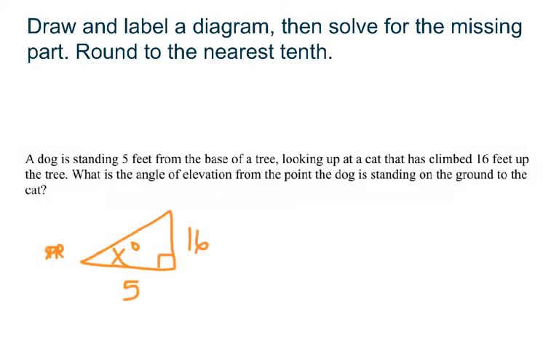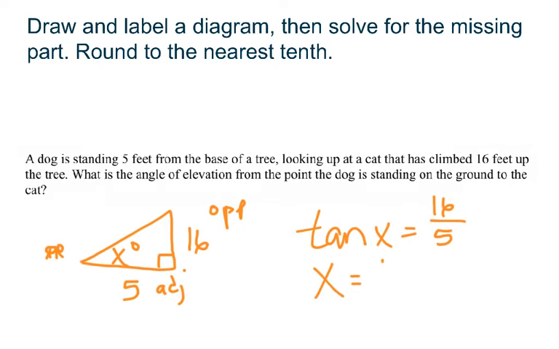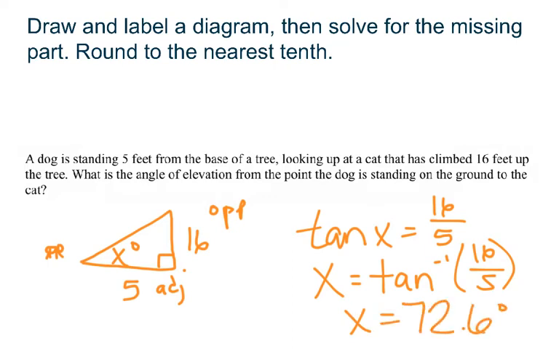Okay, so here's my picture. 16 is my opposite, 5 is my adjacent, so I have to use tan. The tan of x equals 16 over 5. Because we are looking for an angle measure, that's when we use our inverse tan. We're going to put that in our calculator, and I get 72.6. If you don't understand that, go back and watch the video on finding angle measures.